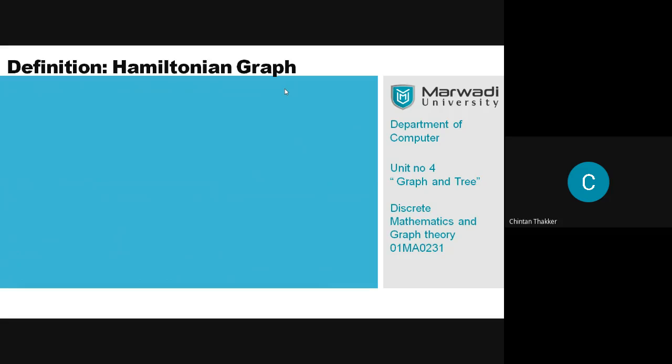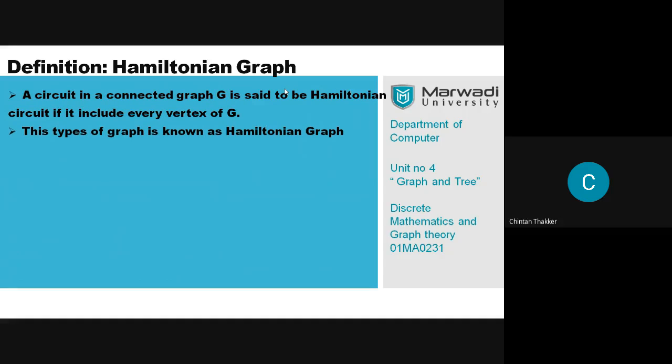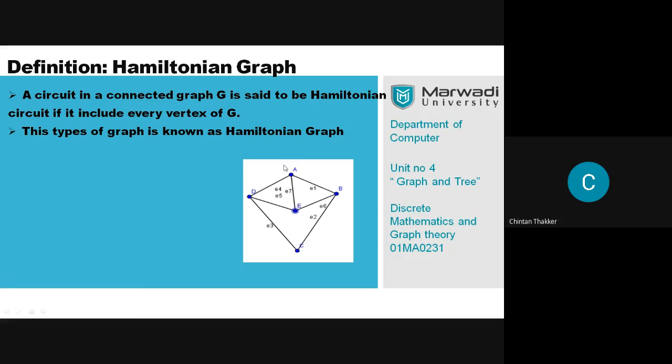See, now we have Hamiltonian graph. Okay. So for Hamiltonian graph, in a Euler graph, we find the closed walk which contains all the edges. In Hamiltonian graph, we find the circuit which contains all the vertices of the graph. Then that graph is called the Hamiltonian graph. Okay. If we have a circuit in a graph which contains all the vertices, then that graph is called Hamiltonian graph.